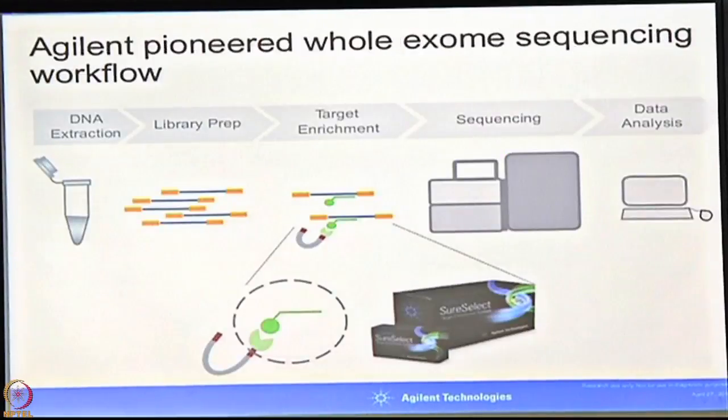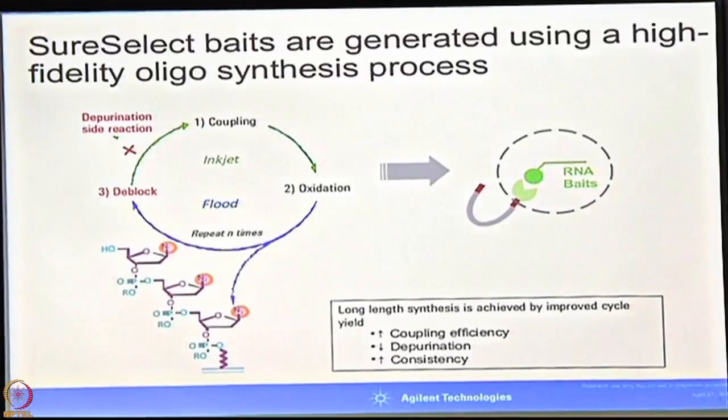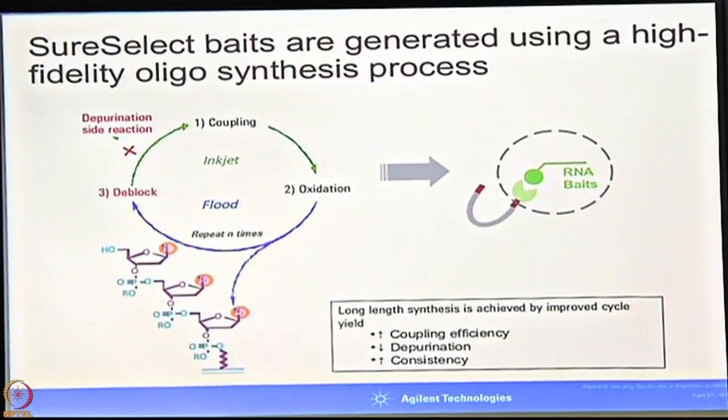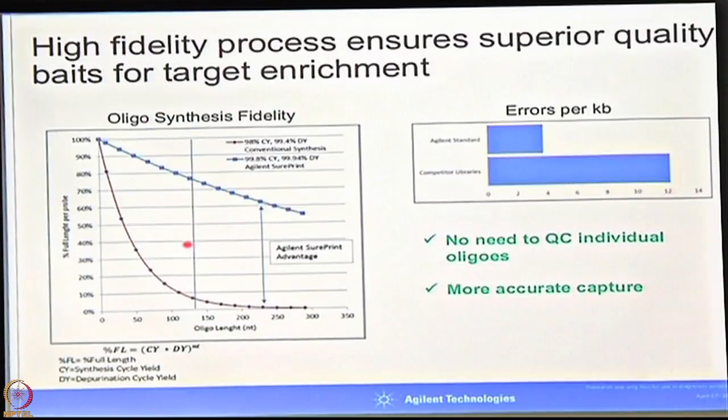The challenges are always there, but I would like to talk about why the Agilent exome panel is better. We make RNA baits, which are oligo baits, and because we make RNA baits, they have better RNA-DNA hybridization. And these are high fidelity bases, which we make by inkjet technology. We make these baits by oligo synthesis. So this is our high fidelity bases.